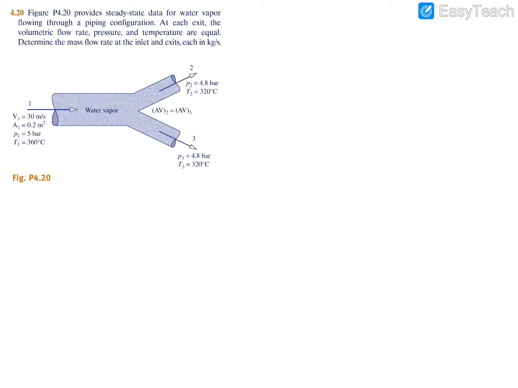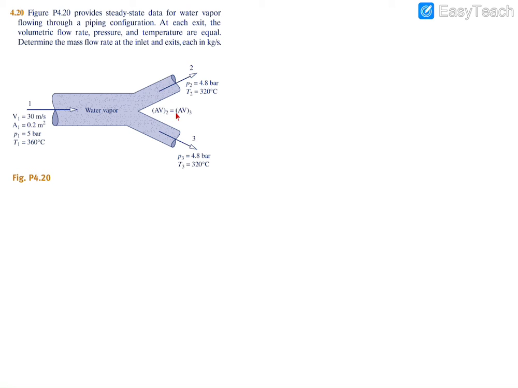Here we have water vapor flowing through a pipe through one inlet, and it splits into two equal exits. So we're told a few things at the inlet. We have 30 meters per second, we have the velocity, the area, pressure, temperature, and then we're told at the exit it's pretty much going to be equal. So you have equal temperature, equal pressure, and then equal velocity and area.